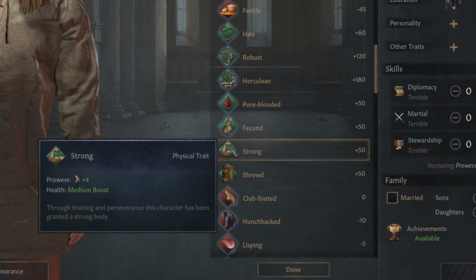Strong is my other choice of a health boost. It gives plus 1 with the double effect, which is 8 years of life at least, and it's cheaper than Herculean, so it's easy to fit into a build. Unfortunately, it does not get inherited.